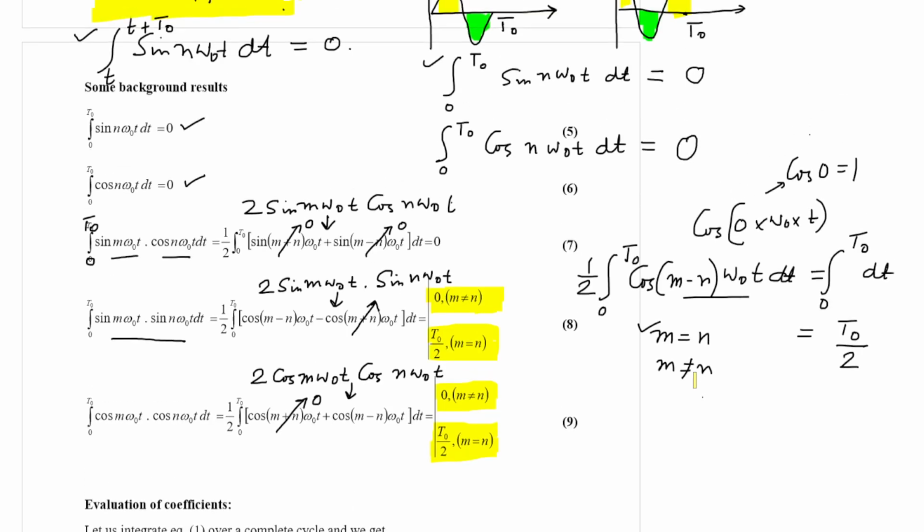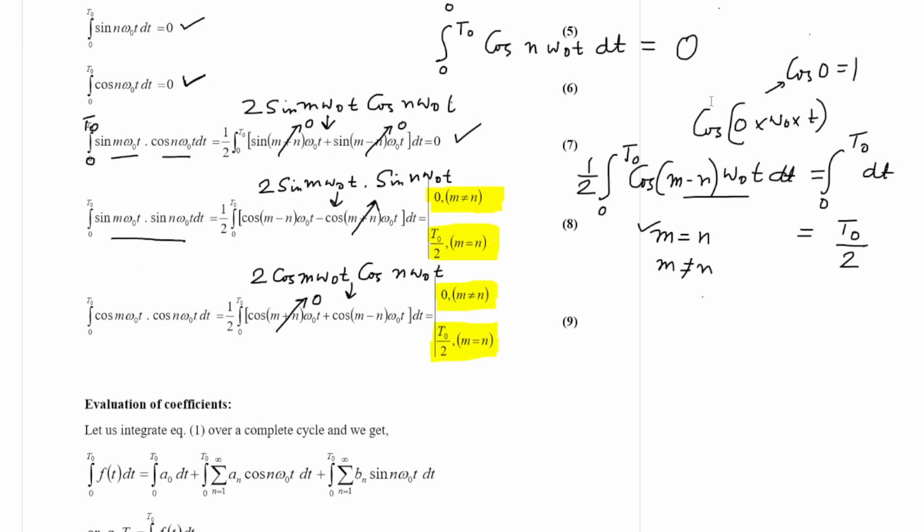So let us quickly recap. We first understood that if we integrate only a sine curve over a complete cycle, it will give you 0. If you integrate a cosine curve over a complete cycle, that will also be 0. If you multiply sine and cosine and integrate that product over a complete cycle, that will also give you 0. Now if you multiply two sines and integrate over a complete cycle, one term will give the answer T0 by 2, half of the time period, provided m is equal to n.